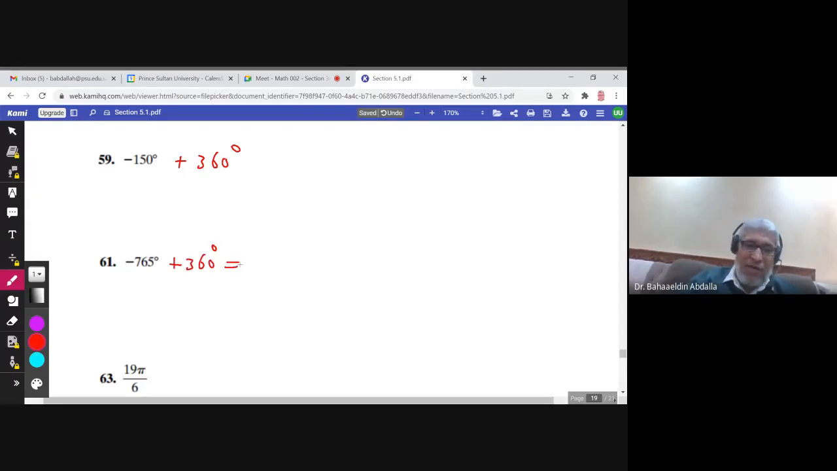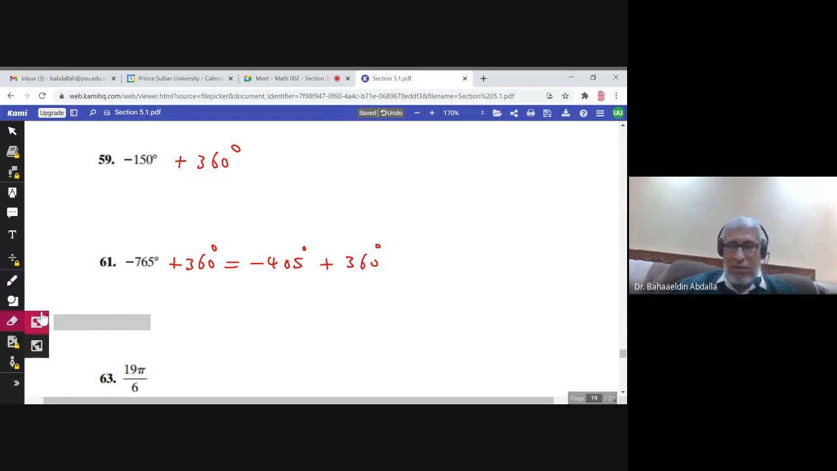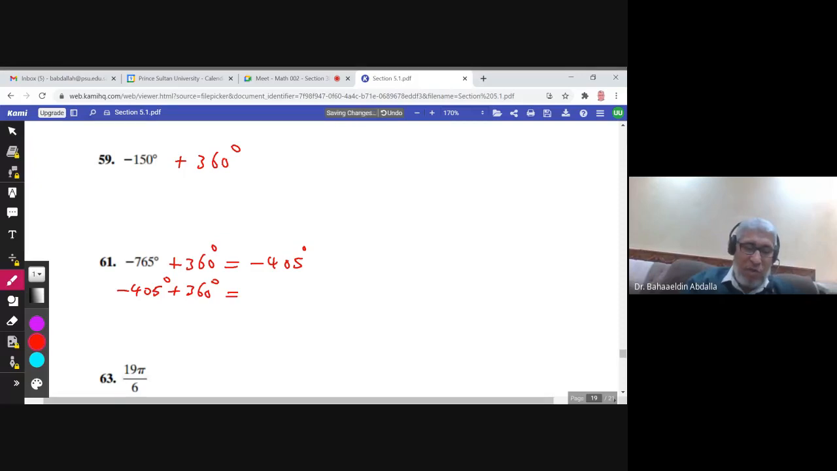But maybe if you add 360, it won't be enough because the angle will still be negative. If you add 360, you will get negative 405. So you add again 360. It is good not to write it like this. You start again and write negative 405 plus 360. I believe that you will also have a negative angle, so this is also not good. So I need to add another 360. All of these angles are coterminal to each other.